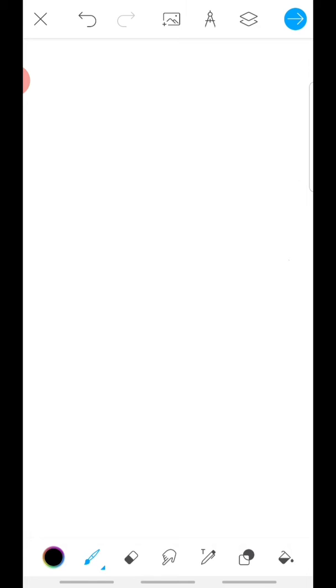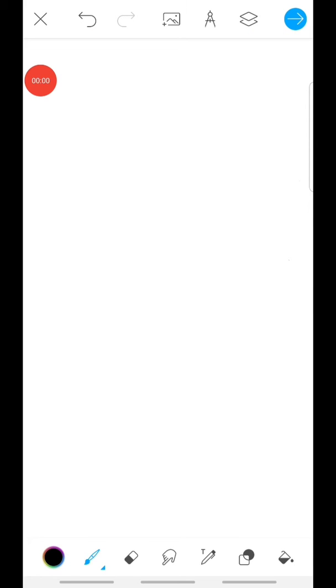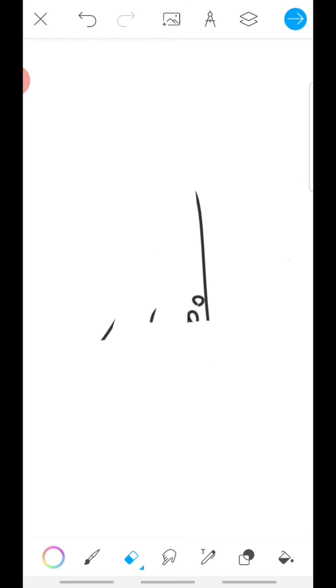Okay, so now to 5.2. In 5.2, we're going to learn about the sums of different shapes. For example, as I said, the triangle here can hold 180 degrees. Okay, it can hold 180 degrees.